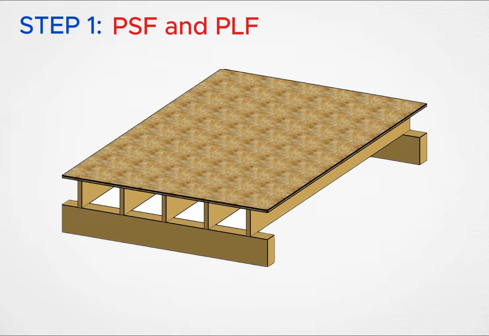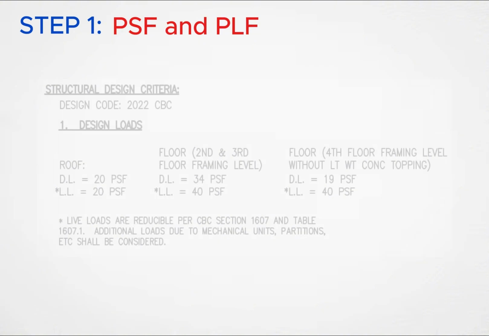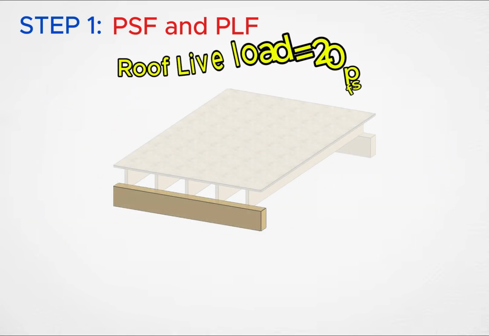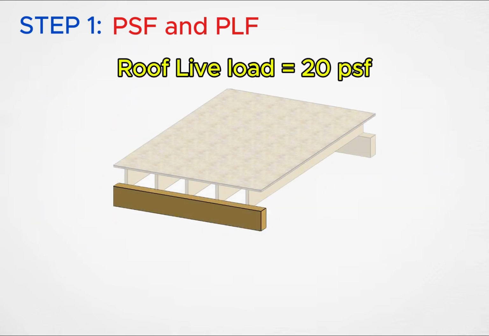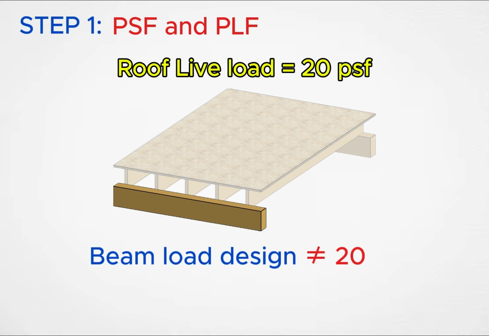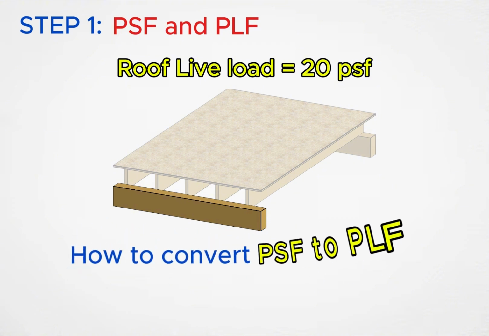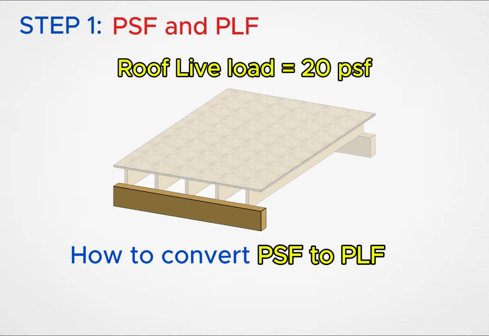Imagine you're looking at a structural drawing. You see a roof live load of 20 pounds per square foot. Everything looks normal. But then you try to design a beam, and suddenly that 20 PSF becomes completely useless. Why? Because beams are not designed using PSF. They're designed using PLF. So here's the question. How do engineers convert one into the other?